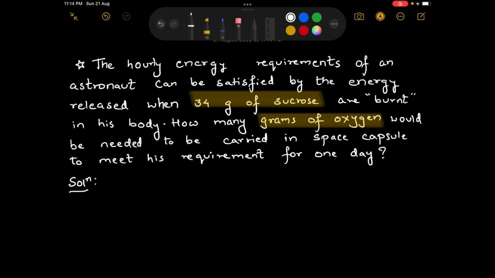First of all, we'll focus on sucrose and oxygen. We need to know the molecular formula of sucrose, which is C12H22O11. Now, when this is burnt in the body, it reacts with oxygen, so that we have the reaction of respiration to give us carbon dioxide and water vapors along with the energy.